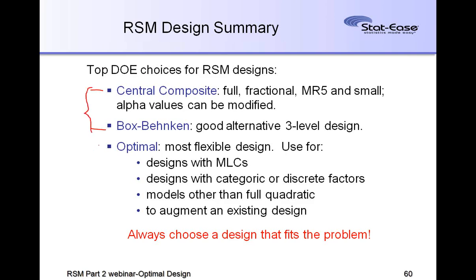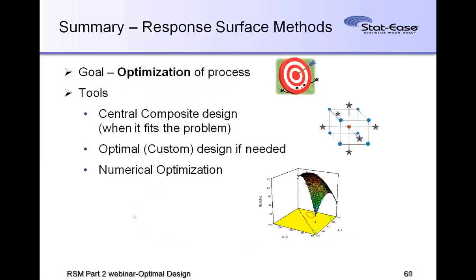And then what we focused on today was the optimal design. That's your most flexible option. You can put in constraints. You can add categorics and discrete factors. You can do, like we just did, a cubic model or even higher. And this will be used to augment designs as well. So again, remember the golden rule, always choose a design that fits the problem. If you're trying to bend that problem to fit a certain design, you're probably doing the wrong thing. So give us a call or try out this design.